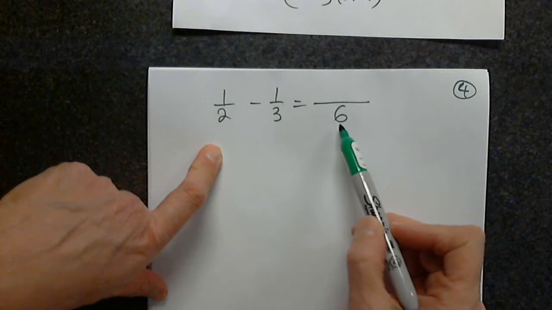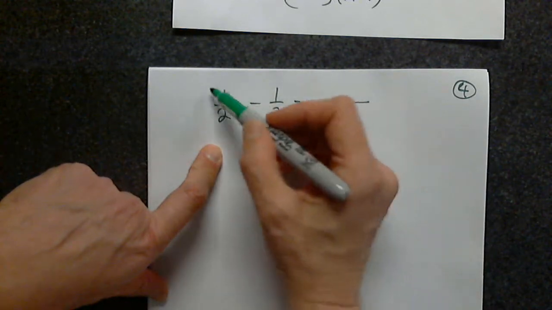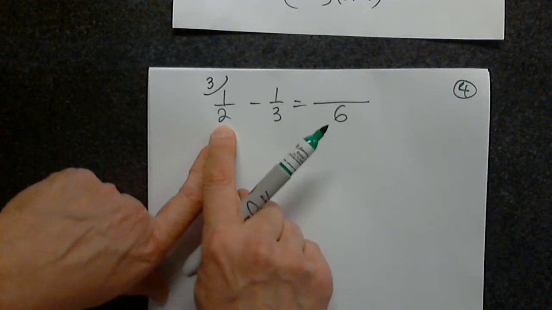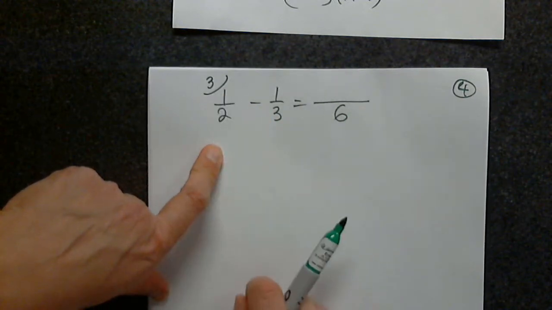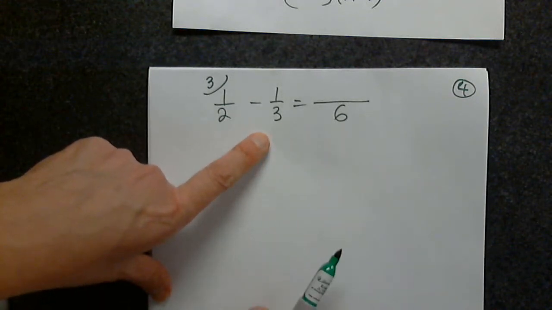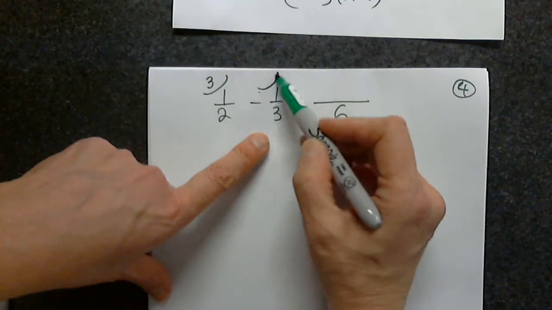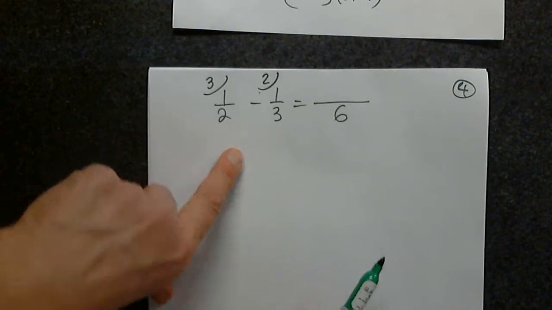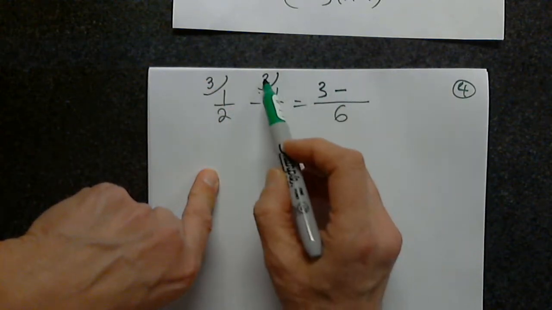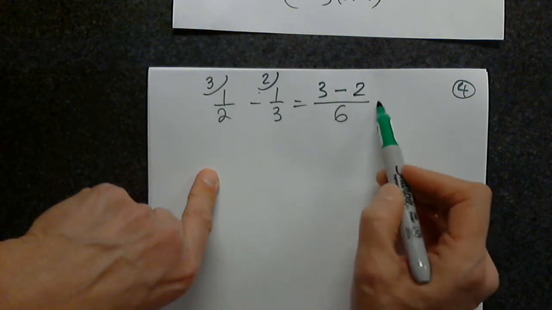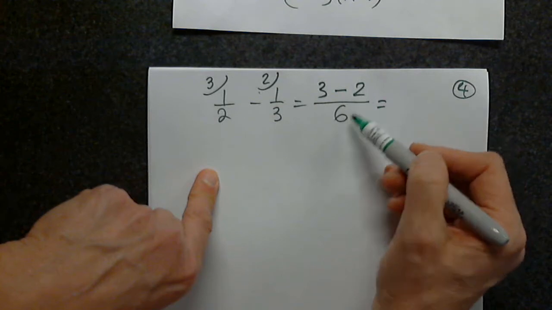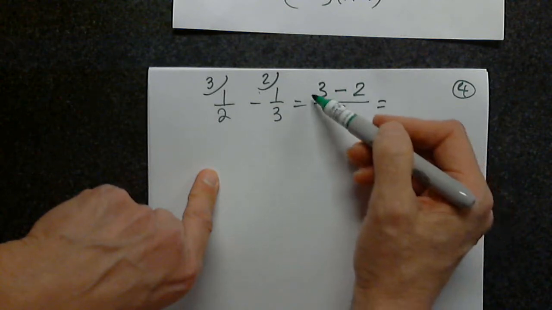2 was multiplied by 3. I multiply the top by 3. If I choose to multiply the denominator by 3 to get 6, I have to do the same thing to the top. Do you agree? Yes. 3 was multiplied by what to get 6? I have to multiply the numerator by the same thing. So how much is 3 times 1? Minus, how much is 2 times 1? You cannot simplify in a sum. Be very careful. You don't attempt to simplify 2 with 6 or 3 with 6.